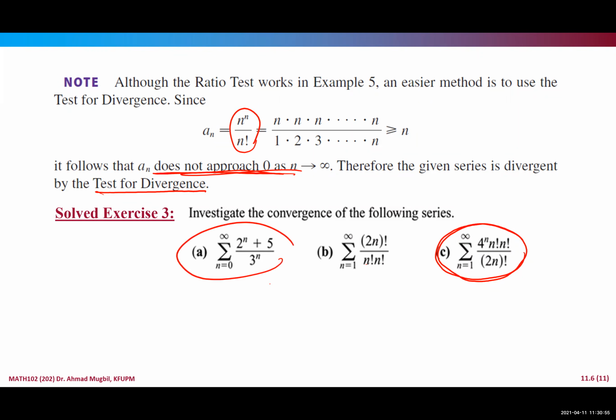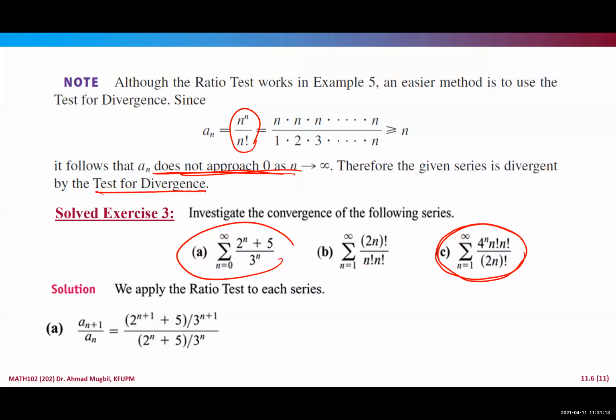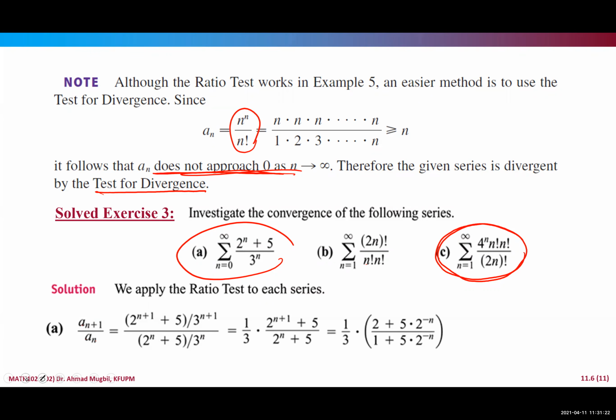For this one, who can tell me what is the best test to use to decide about the convergence or divergence of this series? Of course, we can use the ratio test, and we will use it. Look, he used the ratio test. He finds a(n+1) over a(n), no absolute value because all terms are positive. Now by the ratio test, look what you have: less than 1, so it is convergent.